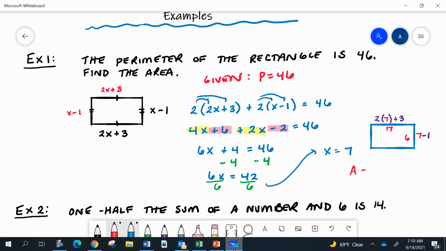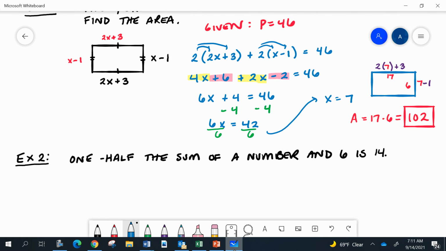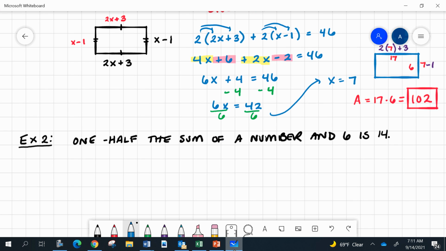So the area is going to be 17 times 6 for length times width. Just grabbing my calculator here. And 17 times 6 gives us an area of 102. Okay? So the idea is just to set up and solve an equation and then answer different aspects of the question. So hopefully you feel comfortable if you see perimeter questions with what you can start by doing there. All right. So will you do the same thing?